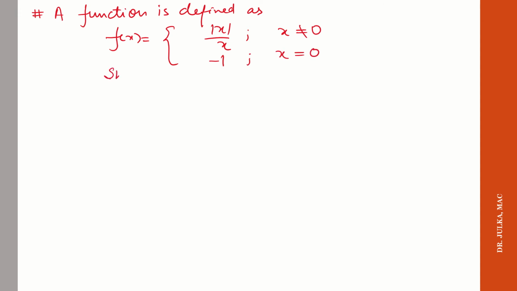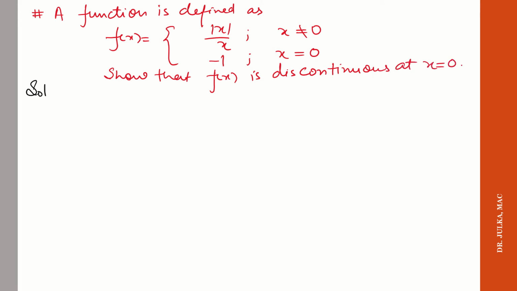Next example. A function is defined as f(x) equals mod x upon x when x is not equal to 0. This implies either x less than 0 or more than 0. Or it is equal to minus 1 when x equals 0. Show that f(x) is discontinuous at x equal to 0. Now again we check the function for left hand limit, right hand limit and value of function.